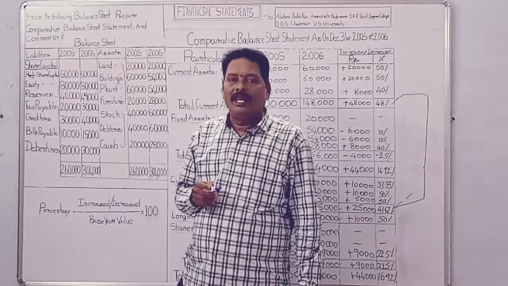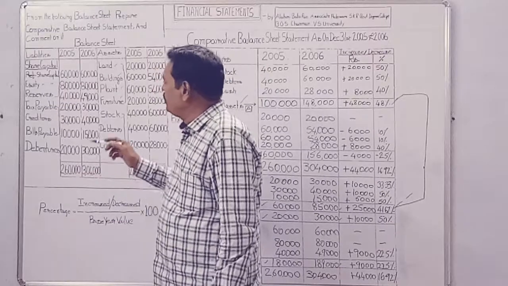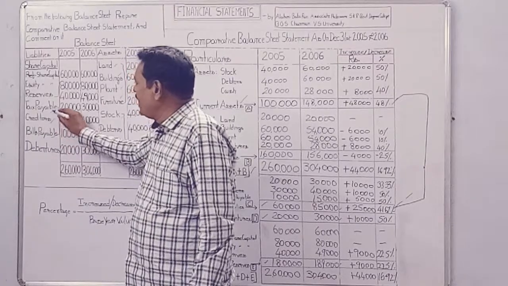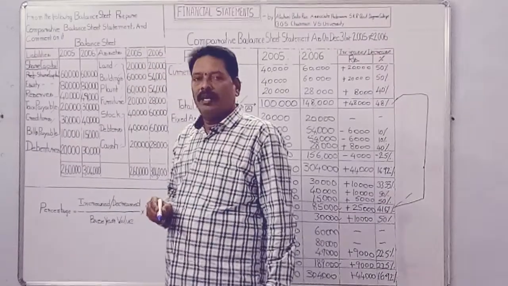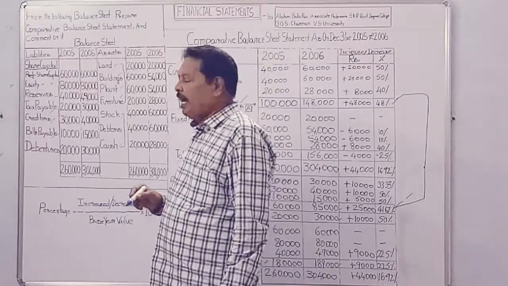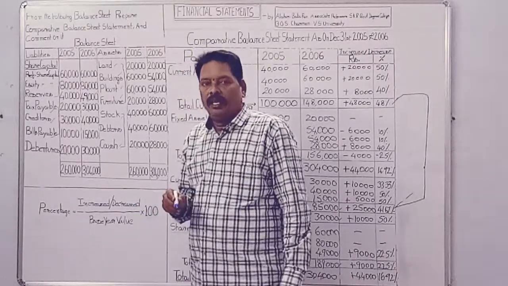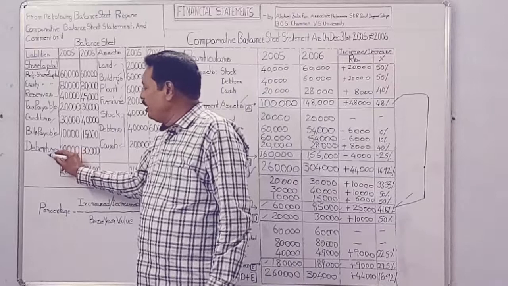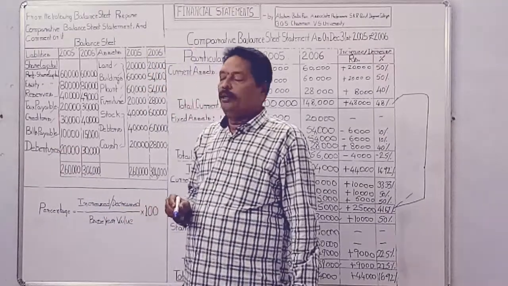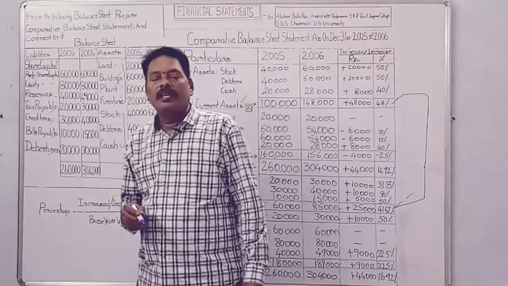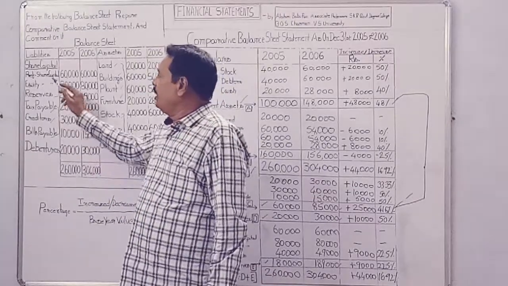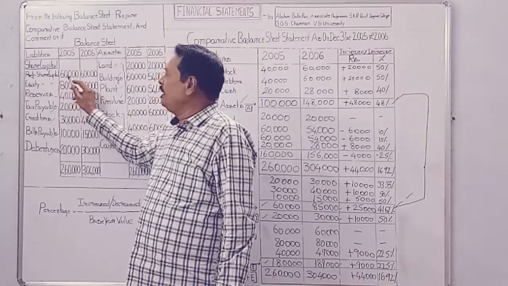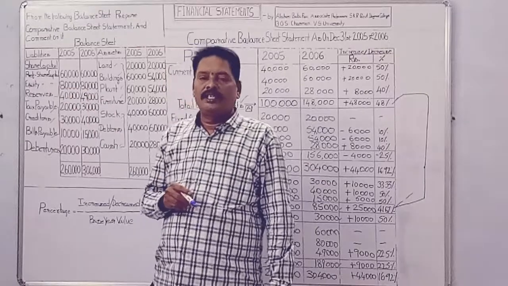One is current liabilities. In the given balance sheet, bills payable, creditors and tax payable. These 3 items come under current liabilities. And the second part of the liabilities is long-term debts. That is known as debentures. And the third part is reserves and capital. Under this head, preference share capital, equity share capital and reserves, these 3 items come under reserves and shares.